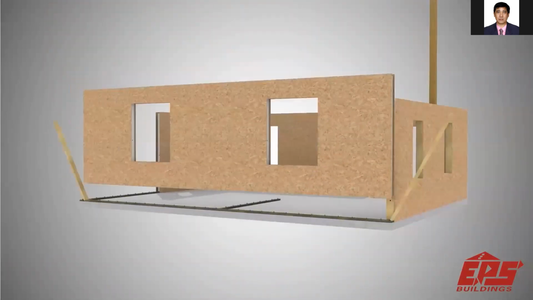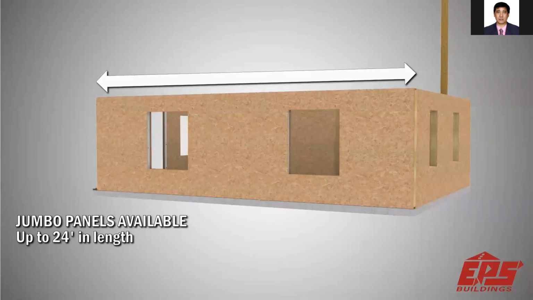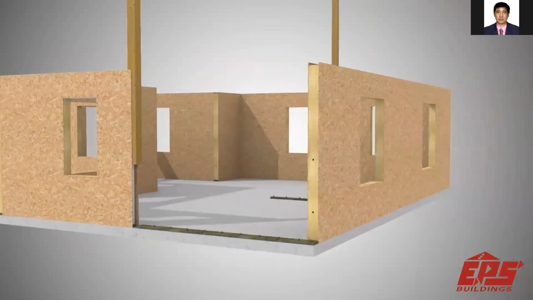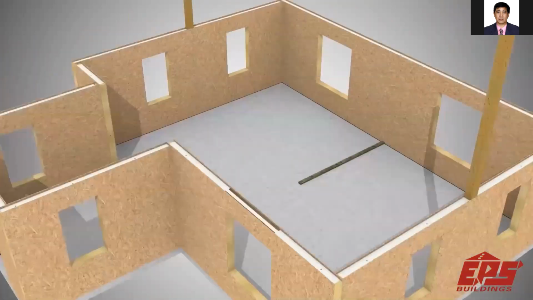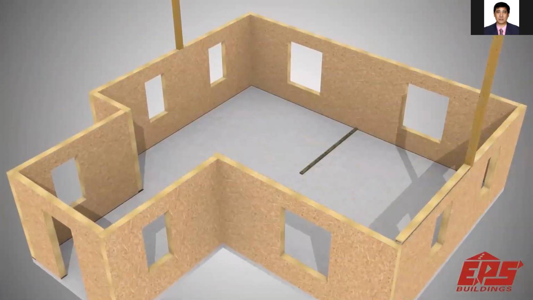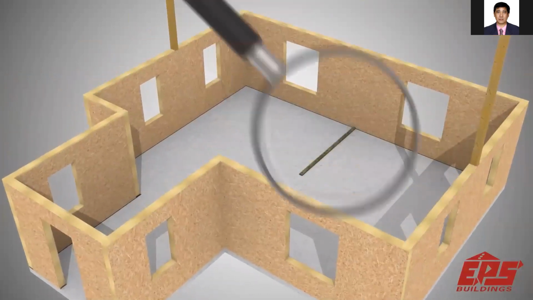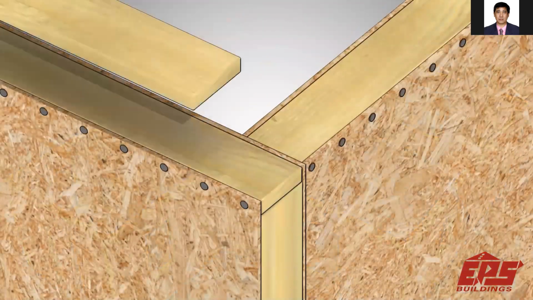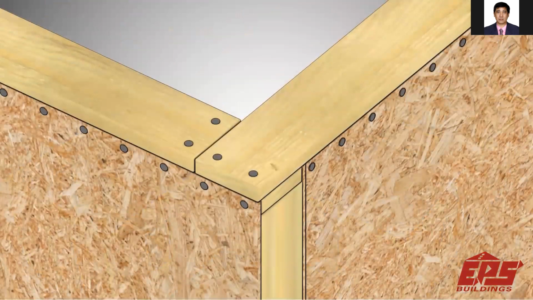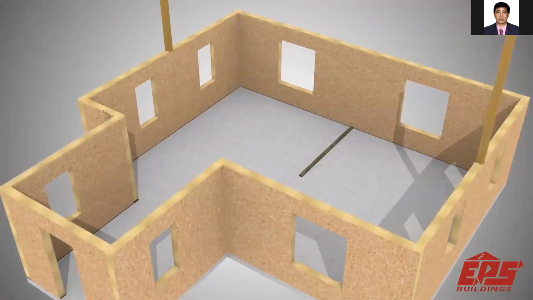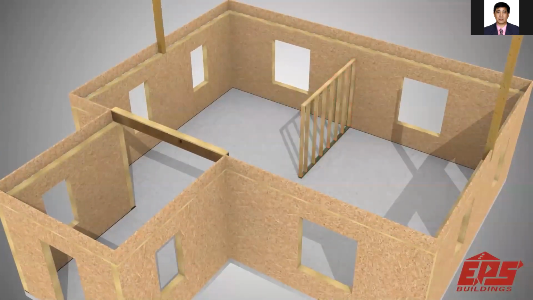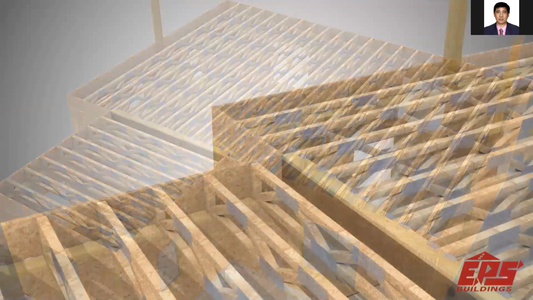Another major advantage of our panels over stick-built systems is that EPS panels can be manufactured up to 24 feet tall or 24 feet wide. Fabricated panels are cut to fit each project and ready to assemble. The panel edges are factory routed to accept plates and splines. EPS manufactured pre-engineered floor truss systems complete the package.